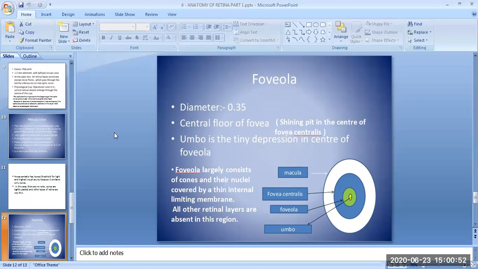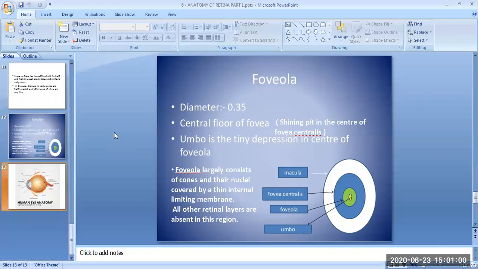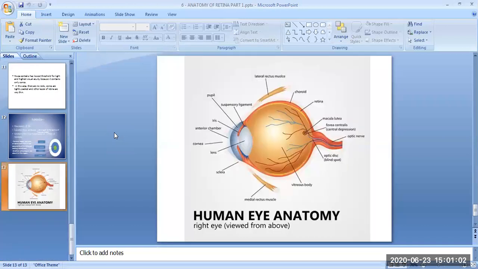Foveola largely consists of cones and their nuclei covered by a thin internal limiting membrane. All other retinal layers are absent in this region. So here's an image of the right eye. So here completes our session of anatomy of retina part 1. Rest part we will discuss in the next session.